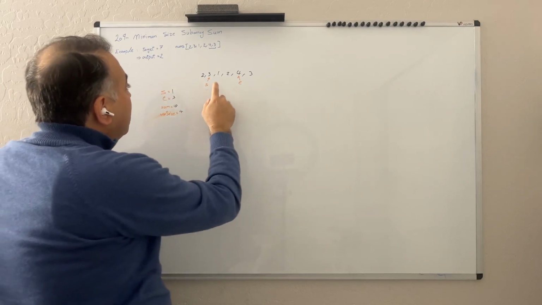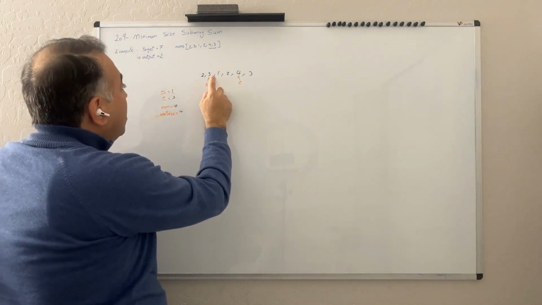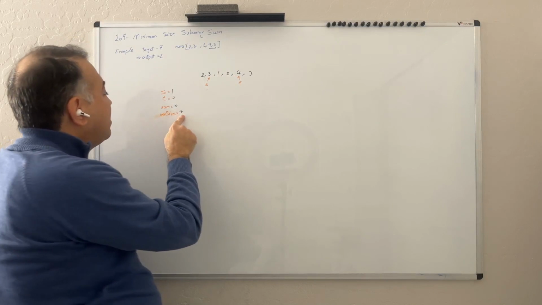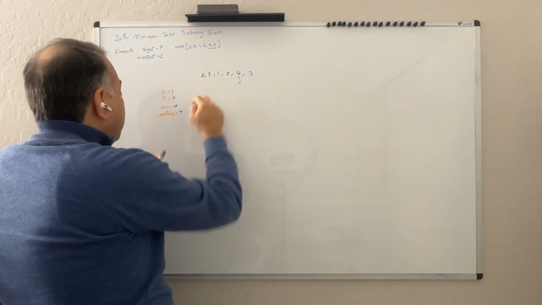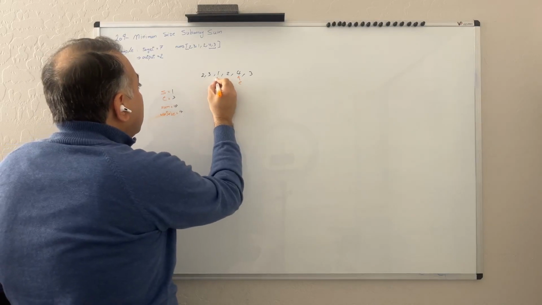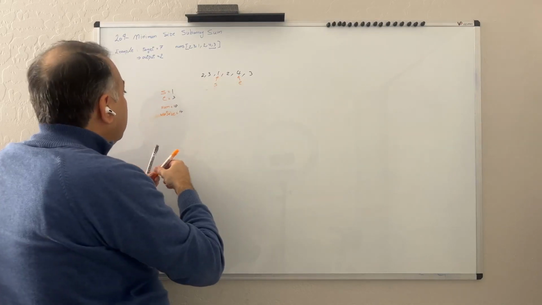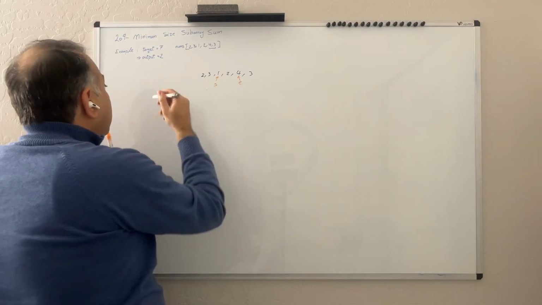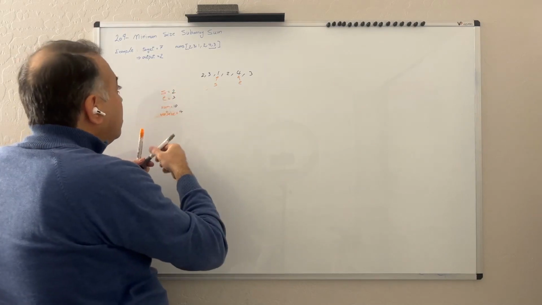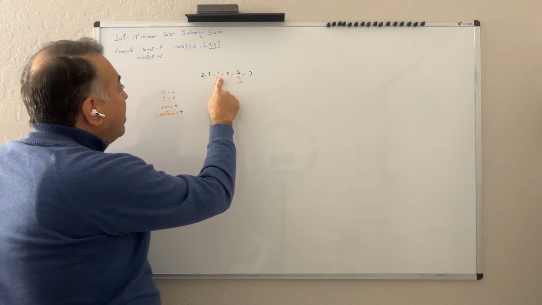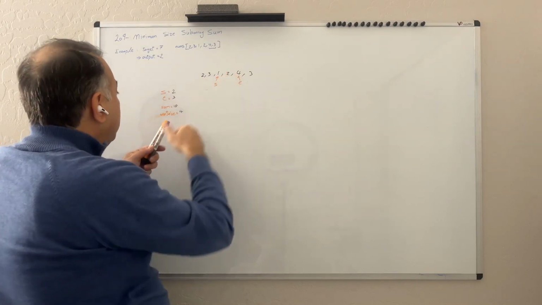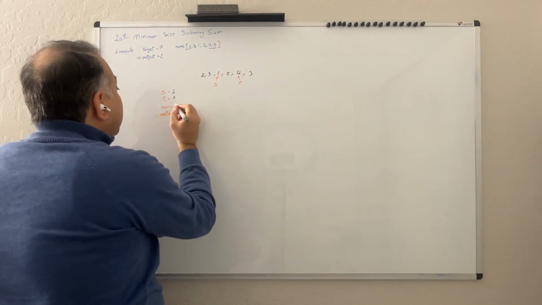And how many items do I have in this window? 1, 2, 3, 4. The same size as the minimum size. So I need to move the start again. I move the start to here. So start gets to 2. And I'm just calculating the sum again. 1 plus 4 equals 5, plus 2 equals 7.